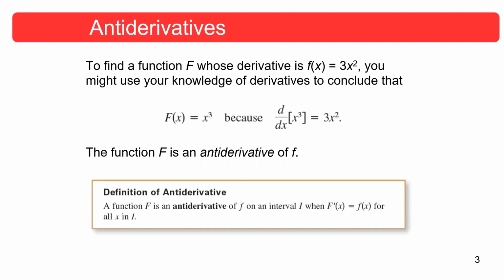So to find a function, be careful here, guys. I'll be very particular at the moment about the capital F and the small f. To find the function capital F whose derivative is the small f of x equals 3x squared, you might use your knowledge of derivatives to conclude that if you have the capital F as x cubed, and I ask you what is the derivative of this one, you know that the derivative is simply 3x squared. Am I correct?